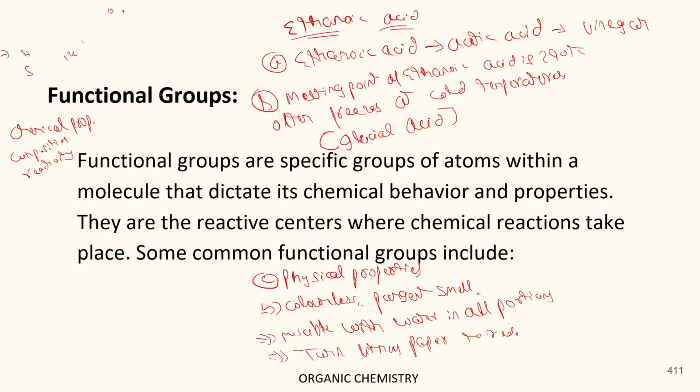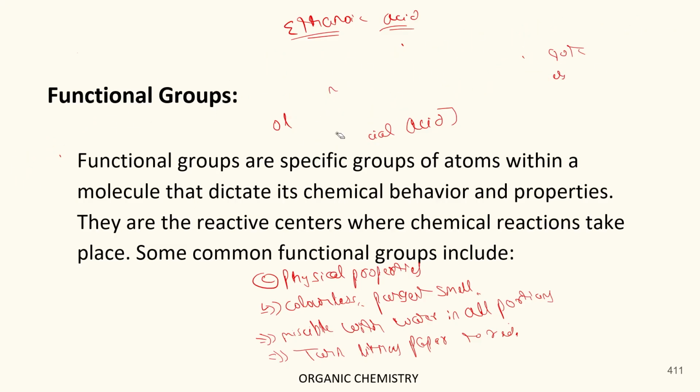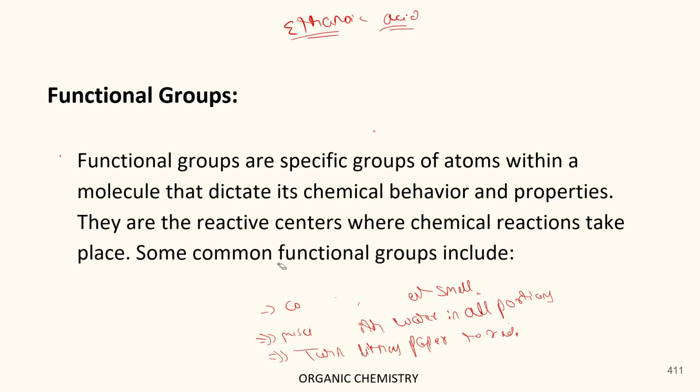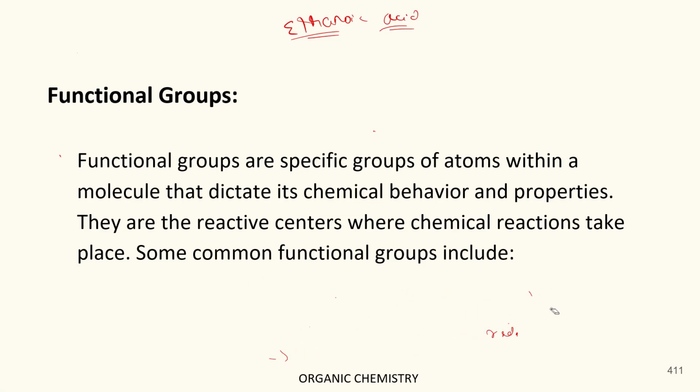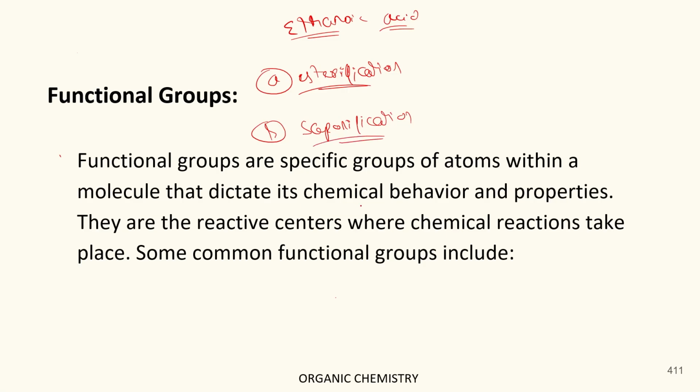Now about the chemical properties. So basically it is used for two things. First is esterification. And second one is saponification. So basically ethanoic acid is chemically used for these two processes. And what are these processes? Let's understand.